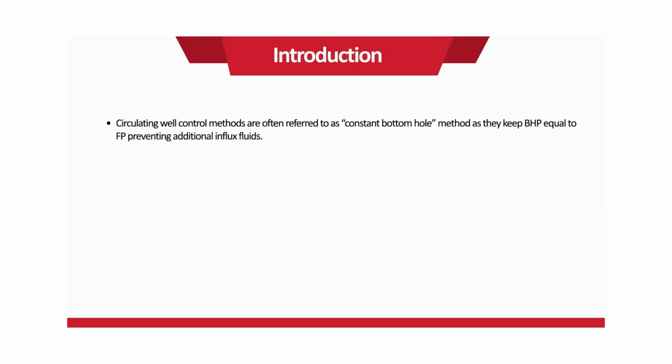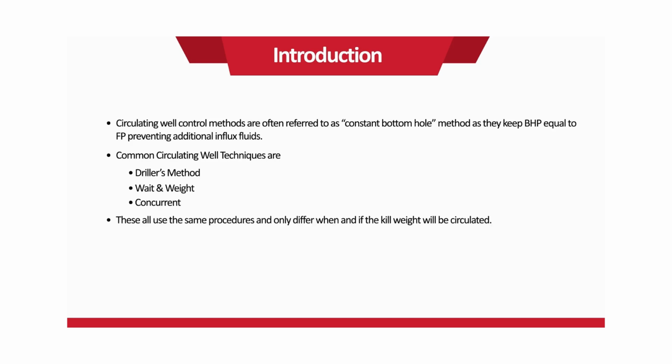Circulating well control methods are often referred to as constant bottom hole pressure methods, as they keep BHP equal to FP, preventing additional influx fluids. Common circulating well techniques are driller's method, weight and weight, and concurrent. These all use the same procedures and only differ in when and if the kill weight will be circulated. A well is very rarely killed by one circulation due to inefficient fluid displacement in the annulus.